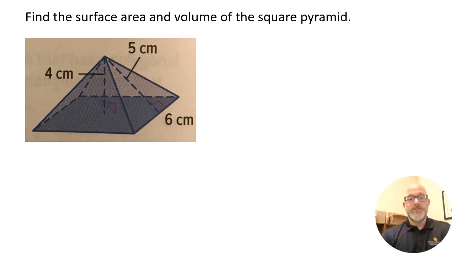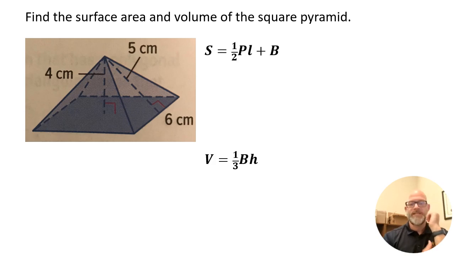All right, we need to find the surface area and volume of the square pyramid. How will we do that? First thing you have to do is memorize the formulas for the surface area and volume of the square pyramid and write them down. So you write down the formulas.